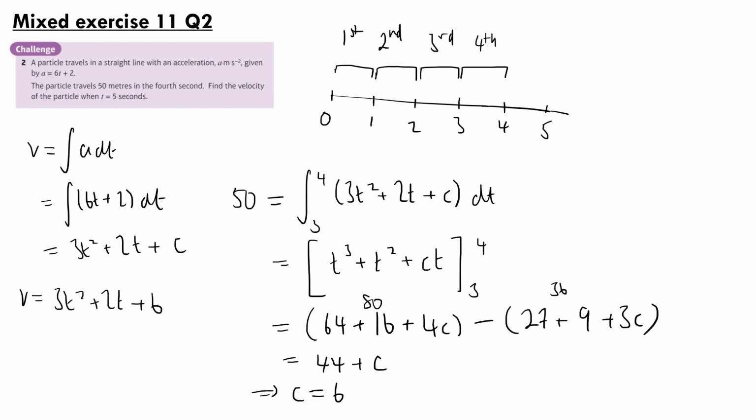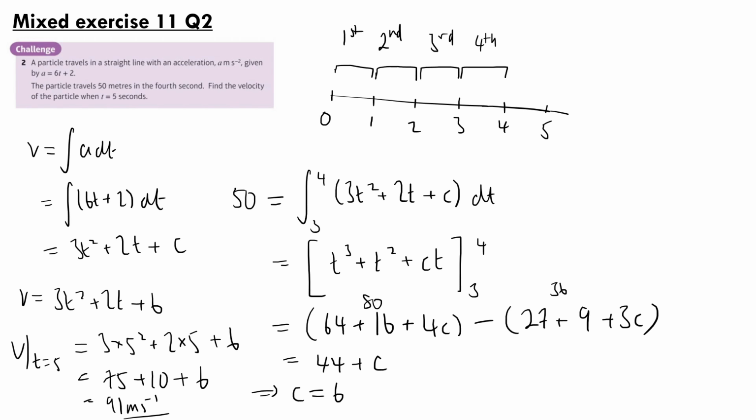And therefore the velocity when t equals 5 is equal to 3 times 5 squared plus 2 times 5 plus 6, which is equal to 75 plus 10 plus 6, which equals 91 meters per second. And that is our final answer.